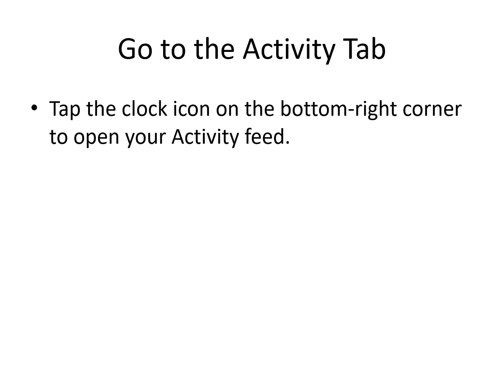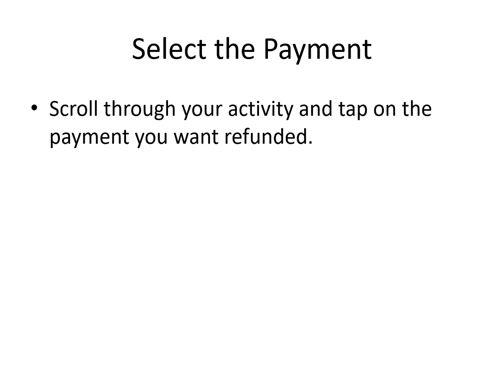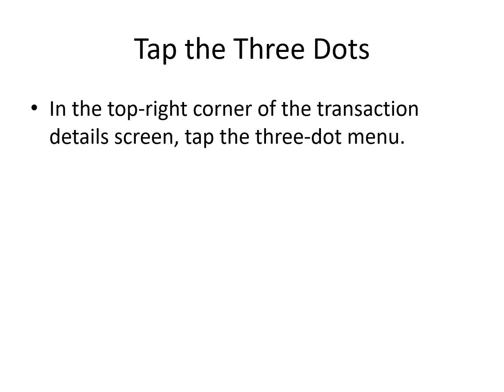Next, tap on the Activity tab presented by a clock icon at the bottom right corner. This shows your recent transactions. Scroll through your transaction history and tap the specific payment that you want to request a refund for. On the transaction details screen, tap the three-dot icon located at the top right corner for more options.